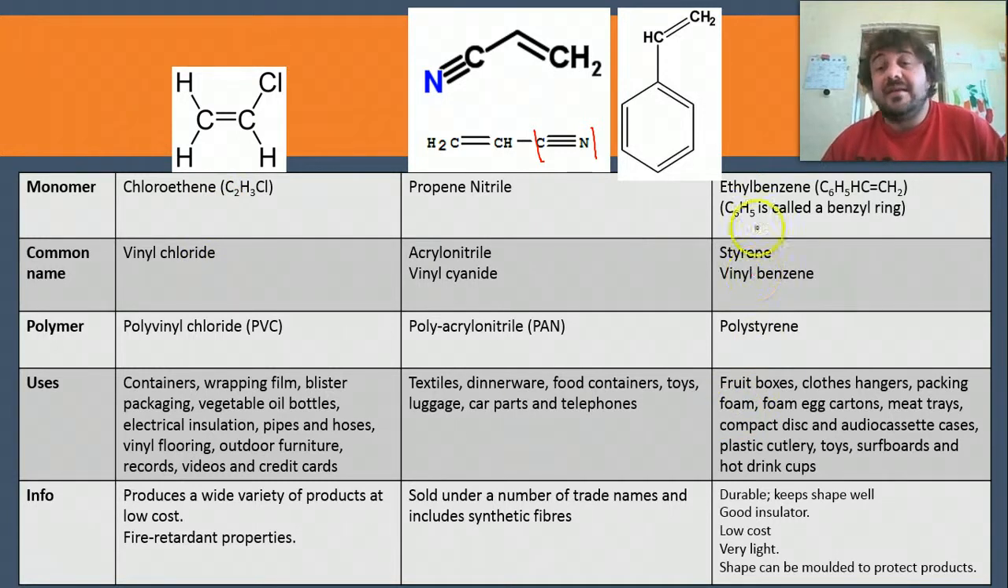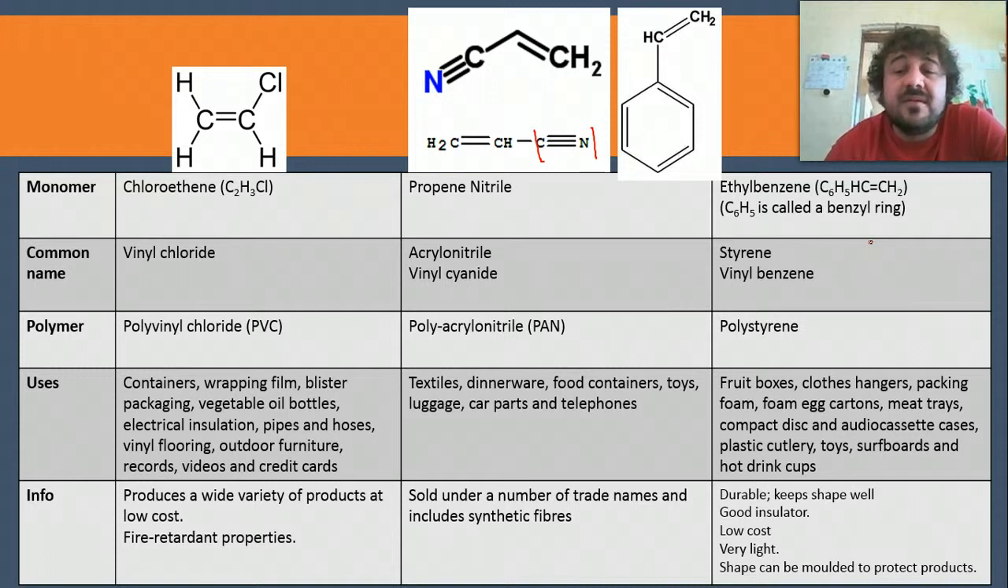So ethyl benzene, so you've got an ethyl group off a benzene ring. This is it here, the monomer is called styrene or vinyl benzene. So it is a C6H5, that's a benzene ring with an ethene coming off the side, so an ethyl group coming off the side. This means it's an aromatic compound, and what's interesting is, though we'll get into that later on.